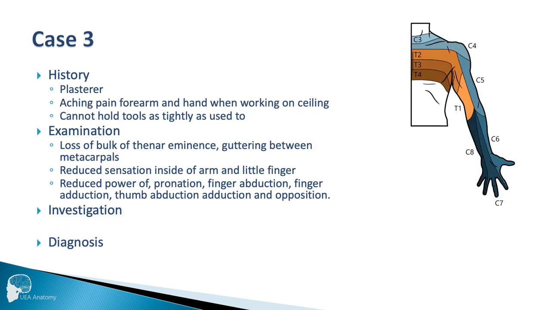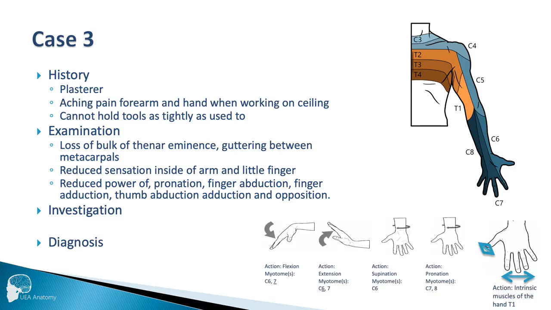Our third case is Branson, a 32-year-old plasterer. He'd been getting a worsening aching pain in his forearm and hand, particularly when working on ceilings. He had also noticed he could not hold his tools as tightly as he used to. His last job had been particularly bad.